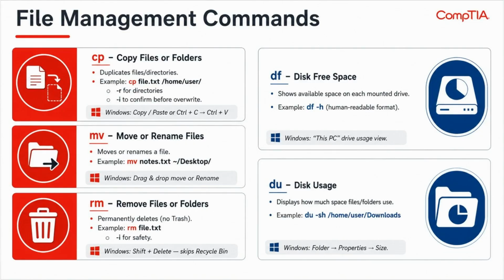df shows available space on each mounted drive, df -h for human-readable format. And du shows how much space files or folders use, du /home/user/downloads, like checking a folder's properties for size in Windows.